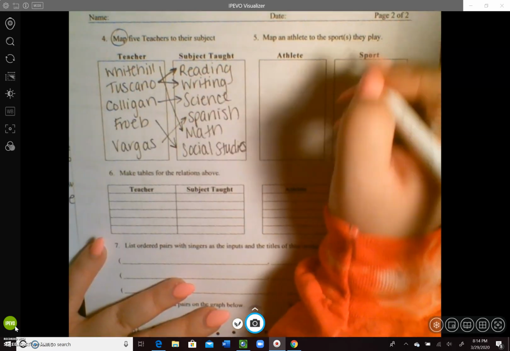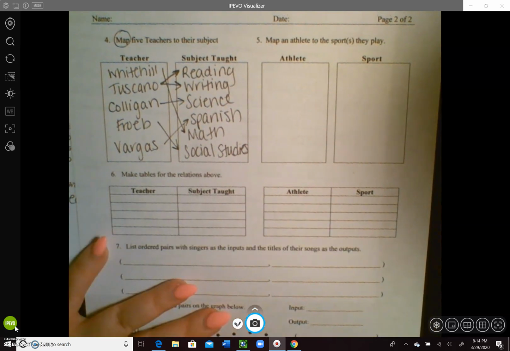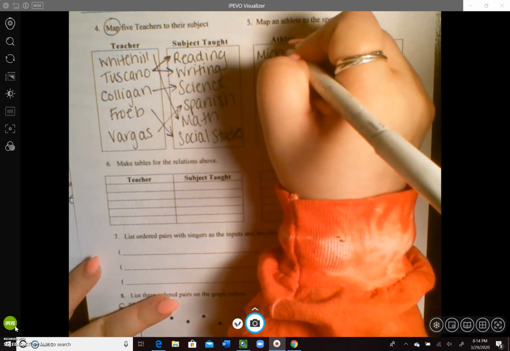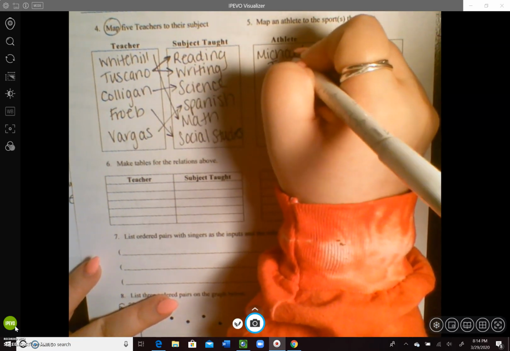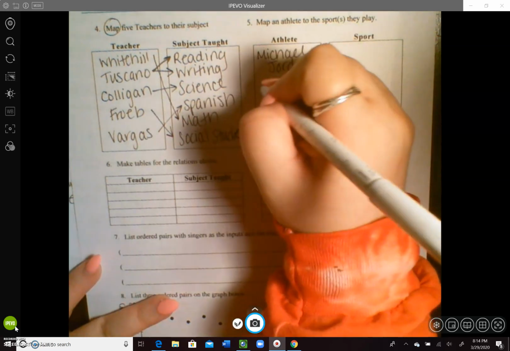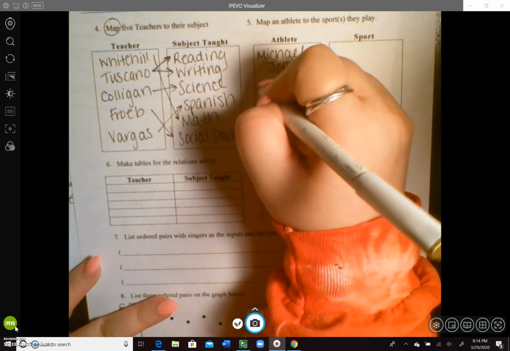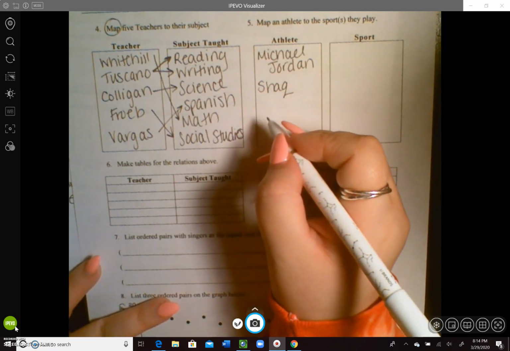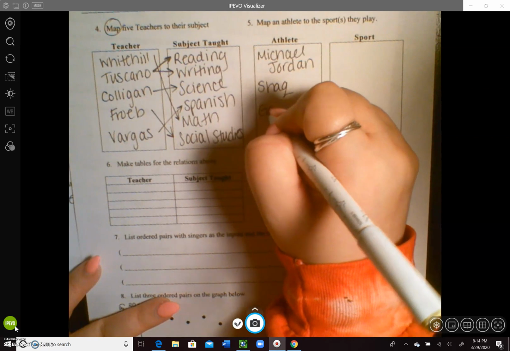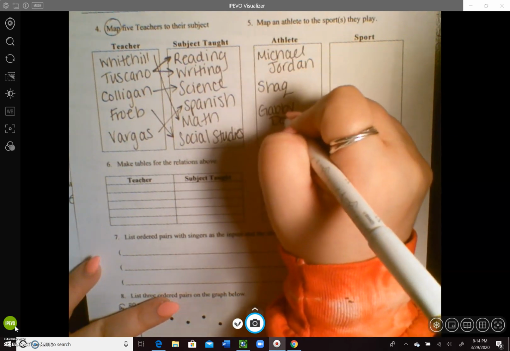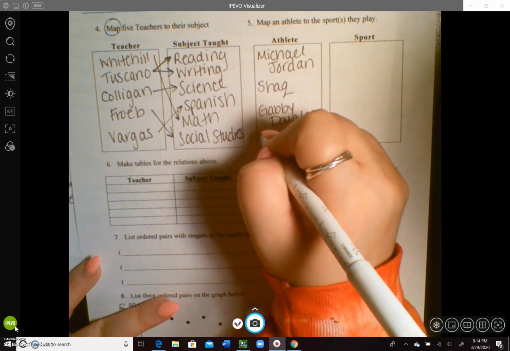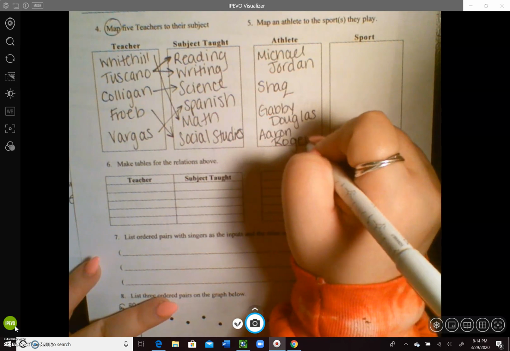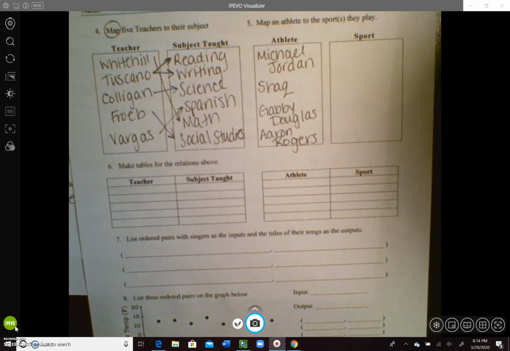Okay? Athlete to the sport or sports that they play. So let's pick like 4 or 5 athletes. So I like Michael Jordan, the true GOAT. Okay? Let's put Shaq, because I can spell that one. Let's put Gabby Douglas. And Aaron Rodgers, because he's my favorite. Okay? So there's some athletes.